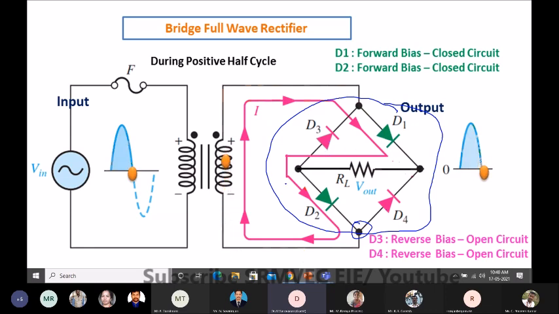Now we have your output. So where is it taken? One end is taken from where both the positives of the diodes are connected, and the other end is taken from where both the negatives of the diodes are connected. So this is how it has to be connected.